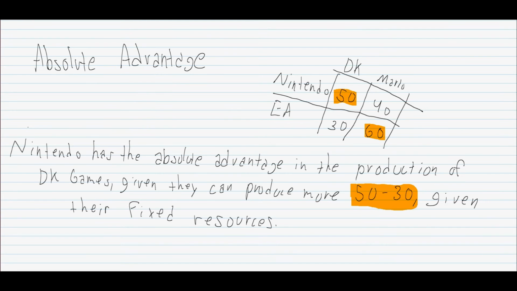Usually you'll get a graph that looks something like this. Let's see, what were the numbers I had? 50, 40, 30, 60. Okay, so 50, 30, 40, 60. Not really on scale there, but you get the idea. This curve is EA, and this is Nintendo. I'll abbreviate as NIN. Up here is the Donkey Kong game, and down here is the Mario game.